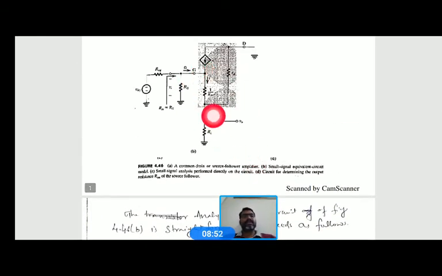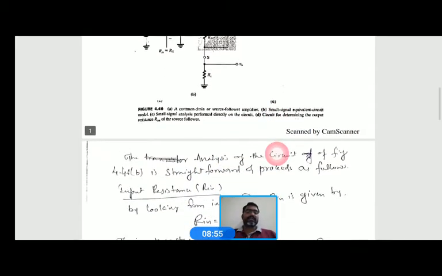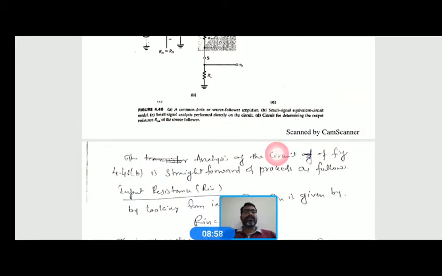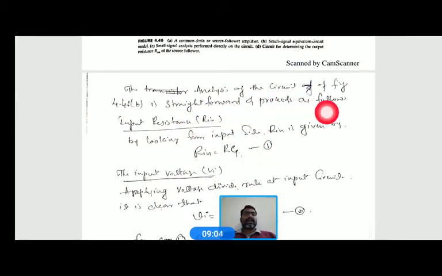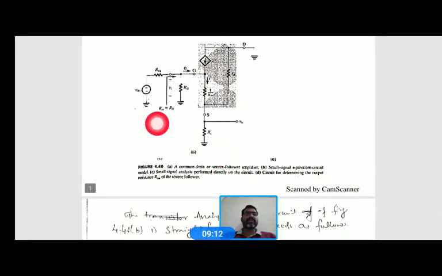B, that is the small signal equivalent model circuit for the common drain amplifier, is straightforward, and we'll proceed as follows. So first we'll go for input resistance Rin, right? So if you look from the input side, you can see the resistance you can find is Rg here. So therefore input resistance looking from the input side, Rin is equal to Rg.